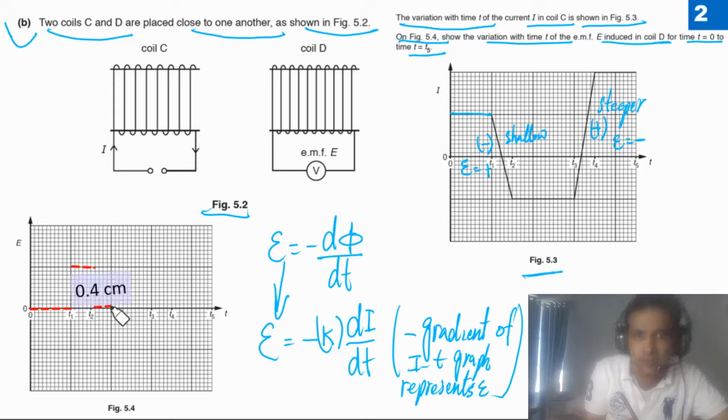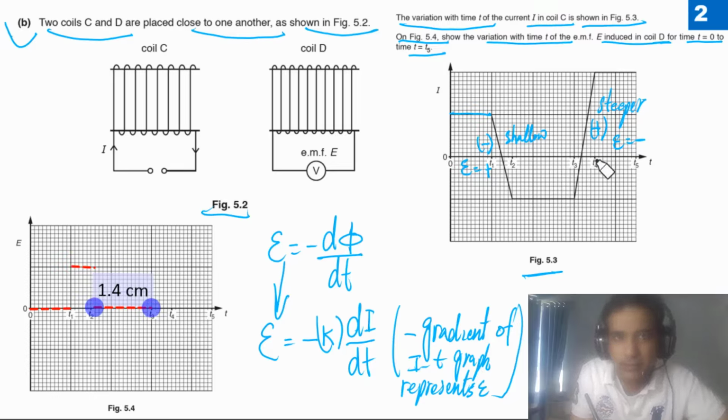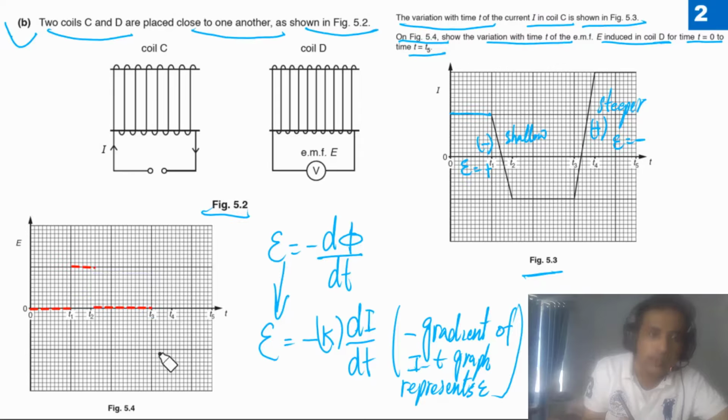So gradient is equal to 0 until here, until t3. After that gradient is positive, so EMF has to be negative, and this is up to t4. Yes, so it is up to t4. This is how you need to sketch.